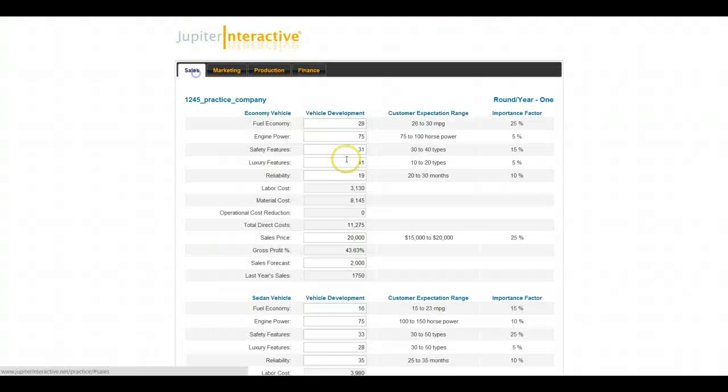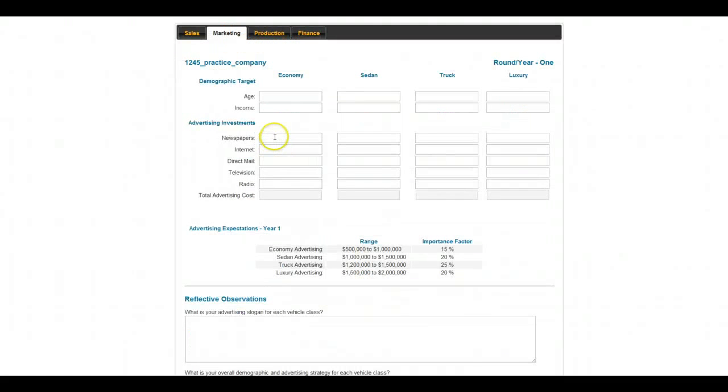Also, what will change every round is these customer expectations change and develop, and so the prices change and develop. So every round we have to redesign our car and re-input new numbers here. After we analyze what the results are with our car and we think about what could we have done better, we have to also look how the market has changed. So in the advertising area for the economy class, the advertising expectations are between 500 to a million that have to split up between these different categories.